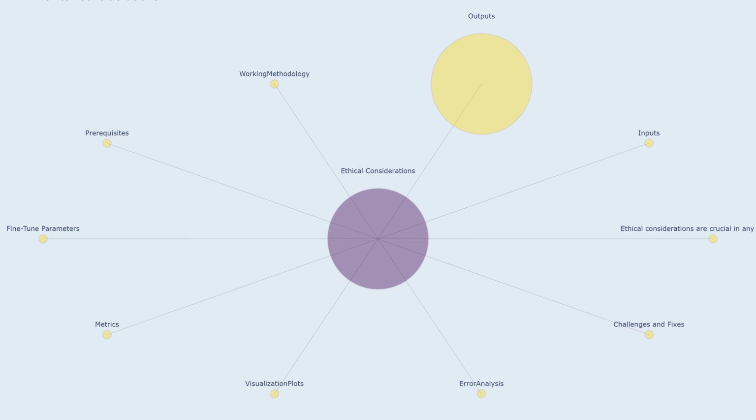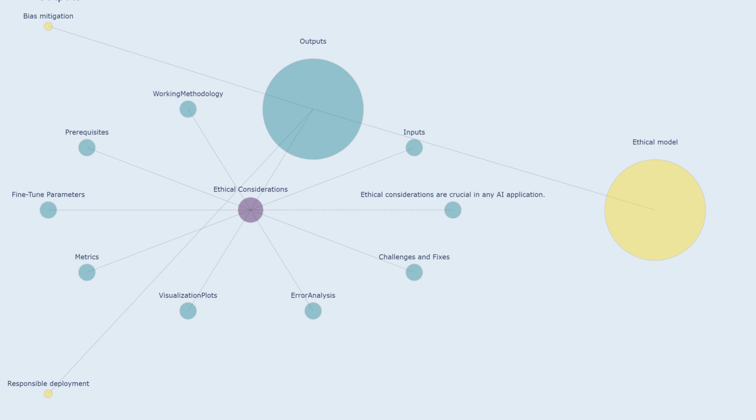Stakeholder engagement. Stakeholder engagement is essential for ensuring that AI systems are developed and deployed in a way that aligns with the needs and values of all stakeholders. This involves engaging with individuals, communities, and organizations that may be affected by AI systems, gathering their input, and addressing their concerns.